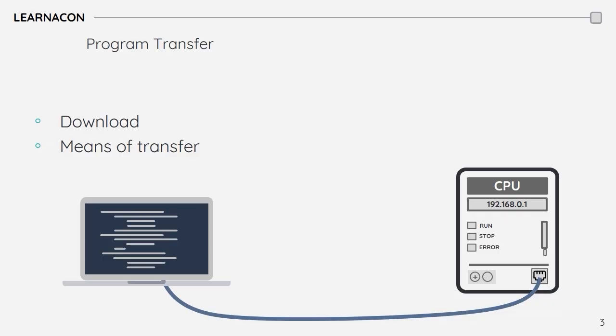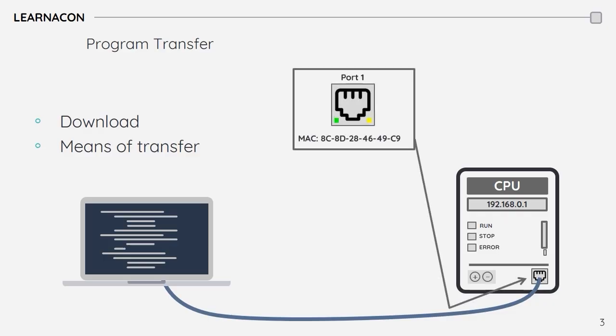In some CPUs, Ethernet ports are equipped with two LEDs in green and yellow colors. When the green LED is lit, it's a sign that the CPU is connected to another device, like the programming laptop. The yellow LED flashes when there is communication.